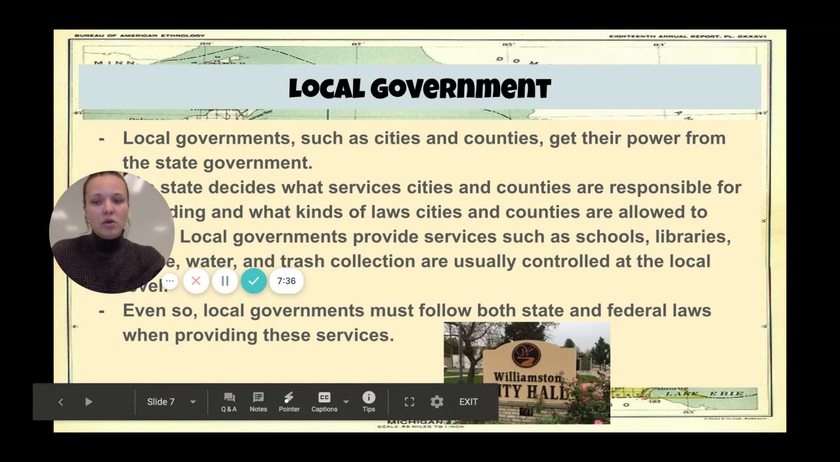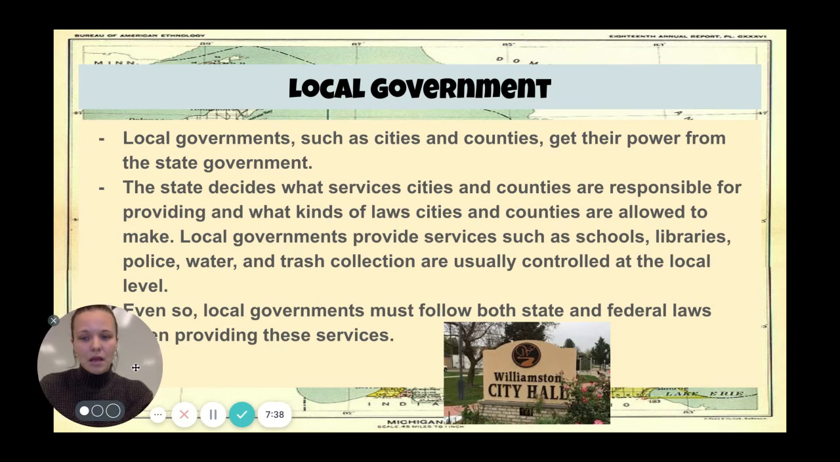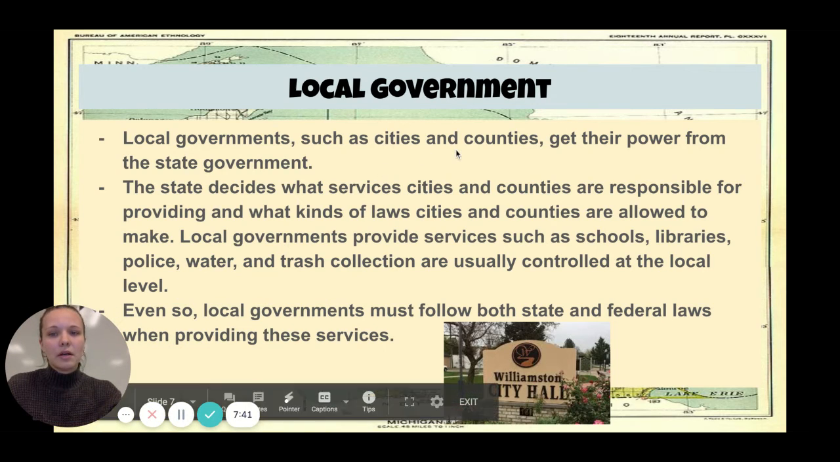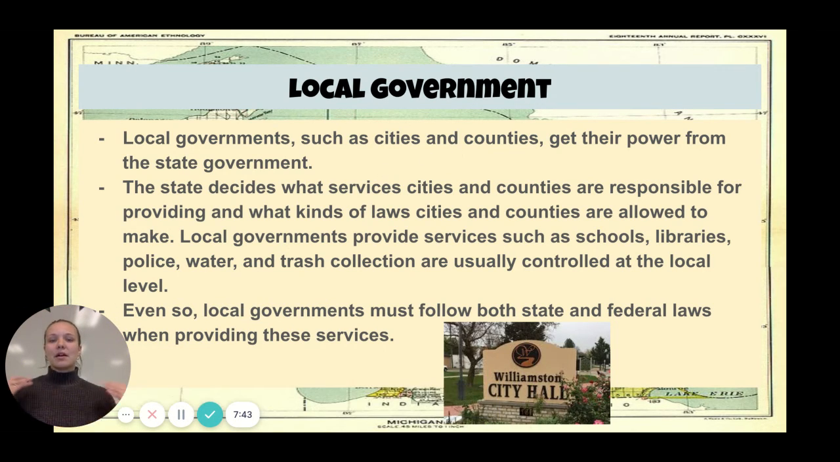Next, we're going to go over local government. Local governments are the governments that are in our cities and counties, and they get their power from the state. So we have the federal government up here, then we have the state government, and then we have local government underneath that. So it's kind of like a tier. At the very top is the federal government, in the middle is the state government, and then at the very bottom is local government. The local gets their power from the state, and the state gets their power from the Constitution or from the federal government.